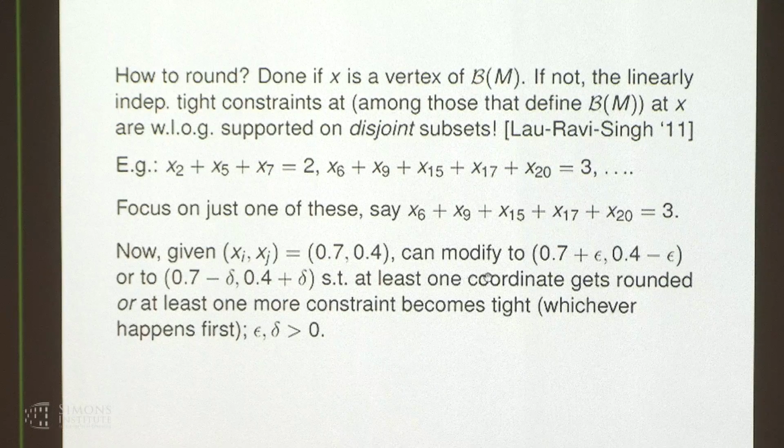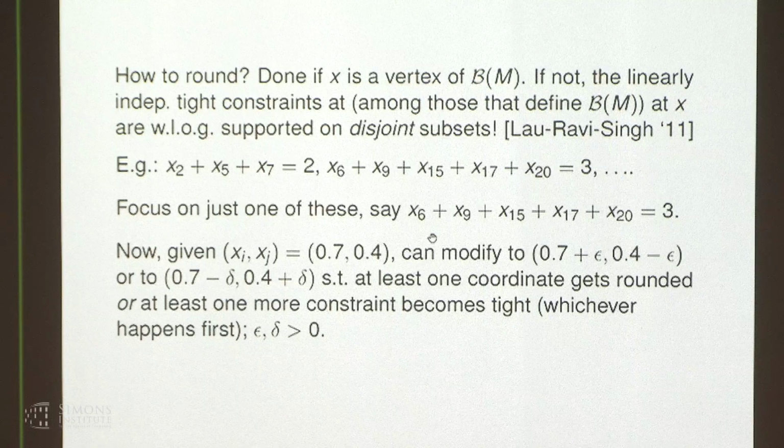But of course, we are inside a polytope. We have to be careful. It's not as simple as in the earlier rounding, but the spirit is just the same. So let's focus on one of these constraints. Say this x6 plus x9, etc., adding up to 3.